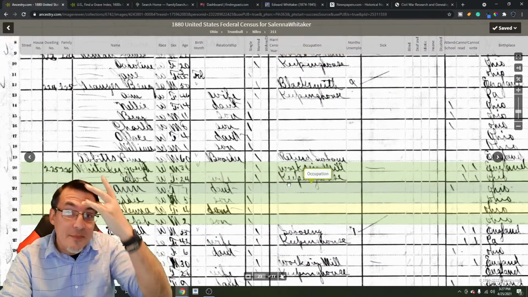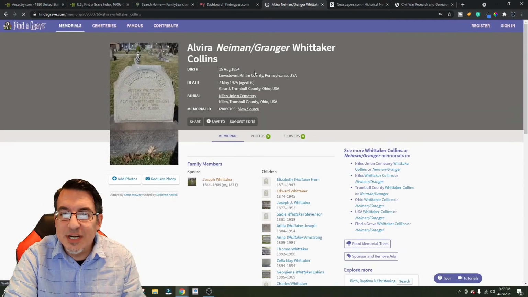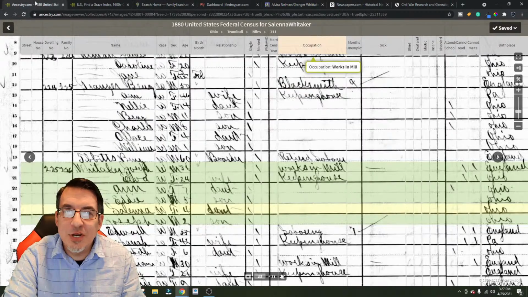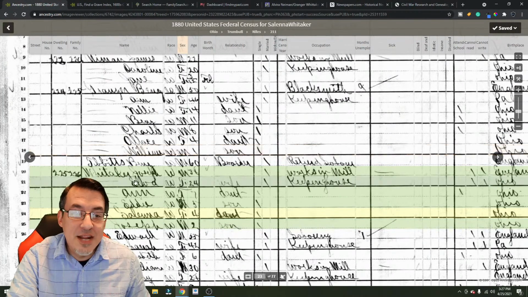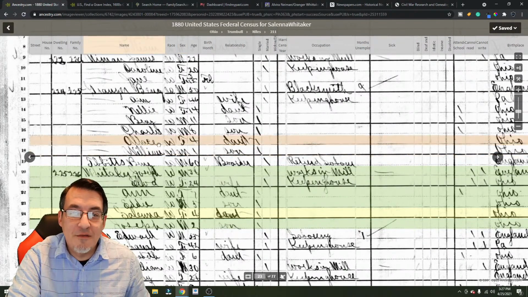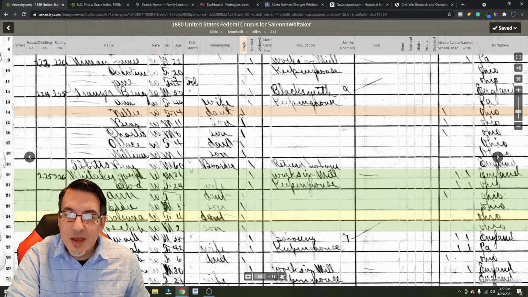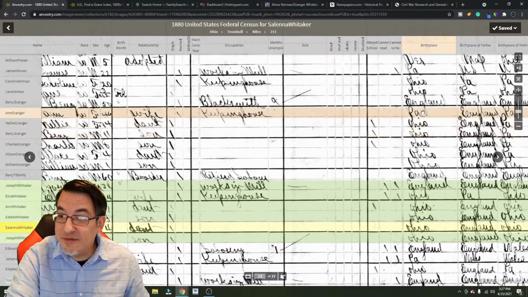Now, if you remember when we were looking at this, here's what it says about Elvira's name. Now, there's two names here, and that's a tricky thing. But Granger, it lists her as a Granger. Now, that's important because when you're looking at the census, look at who they lived near. The next door neighbors to Joseph and Elvira are Benjamin and Ann Granger. Benjamin's a blacksmith. He's from England. Ann is born in Pennsylvania.